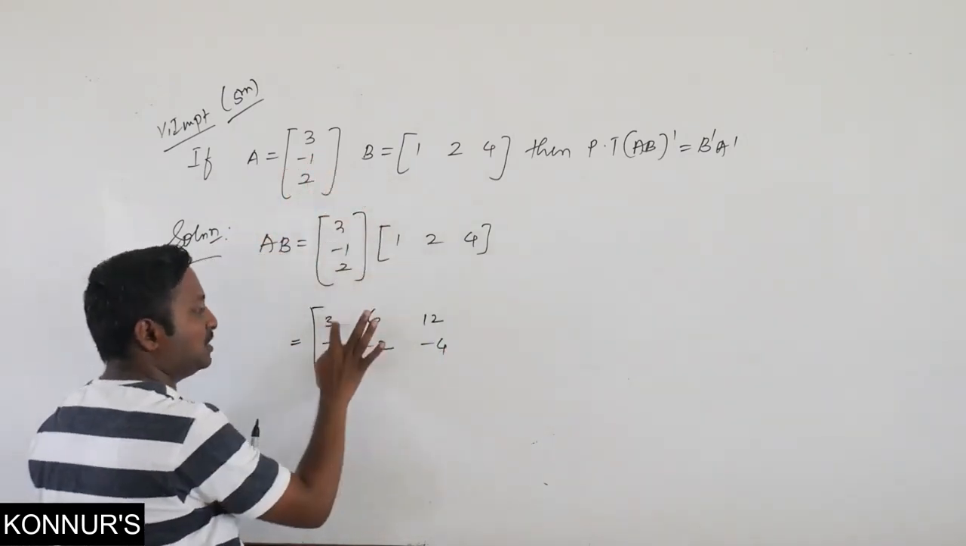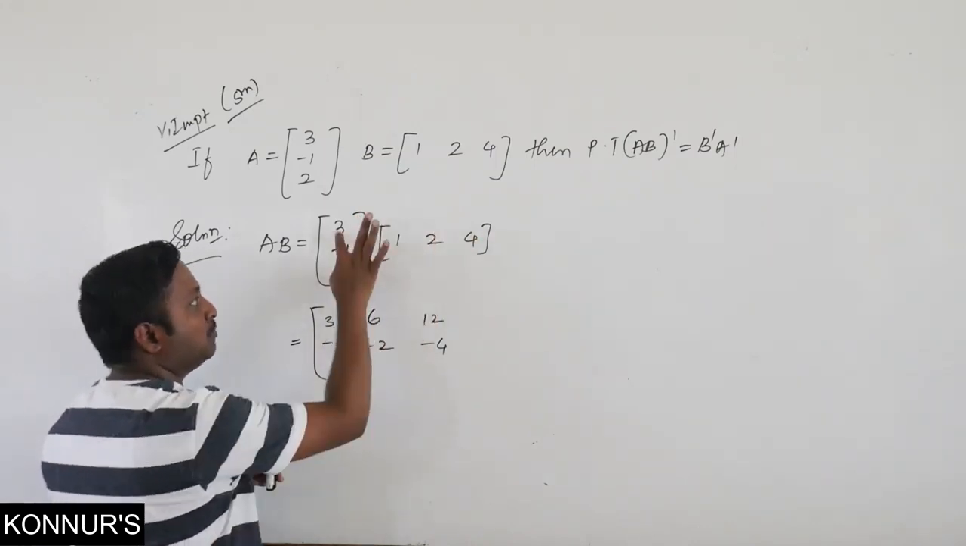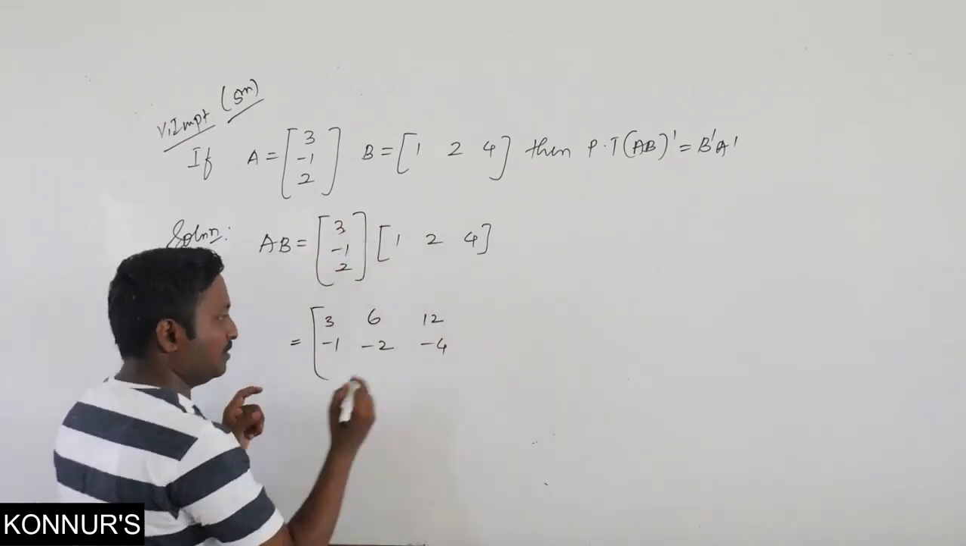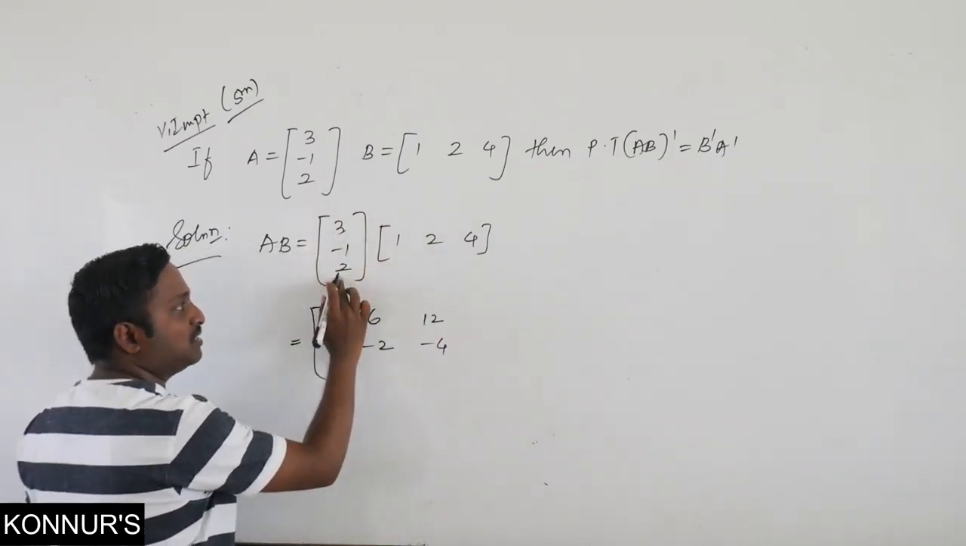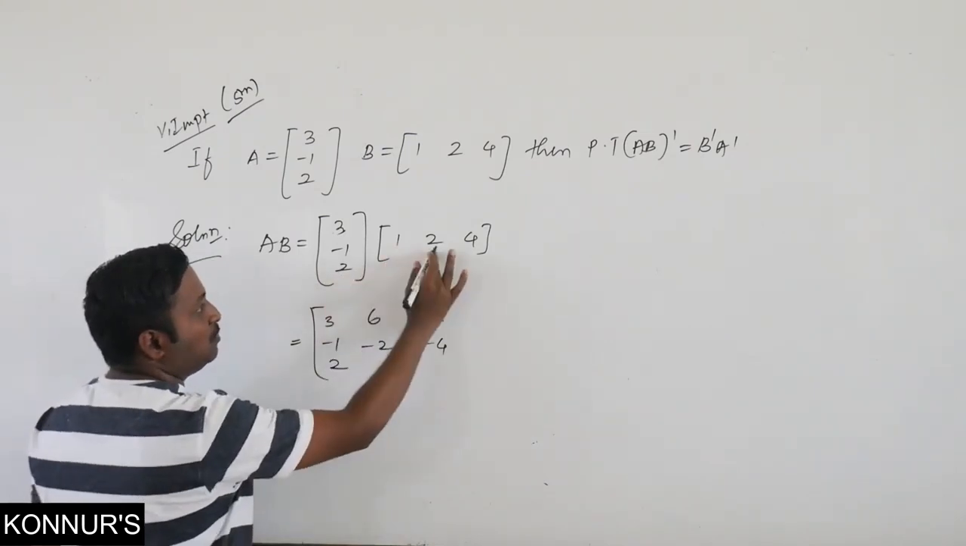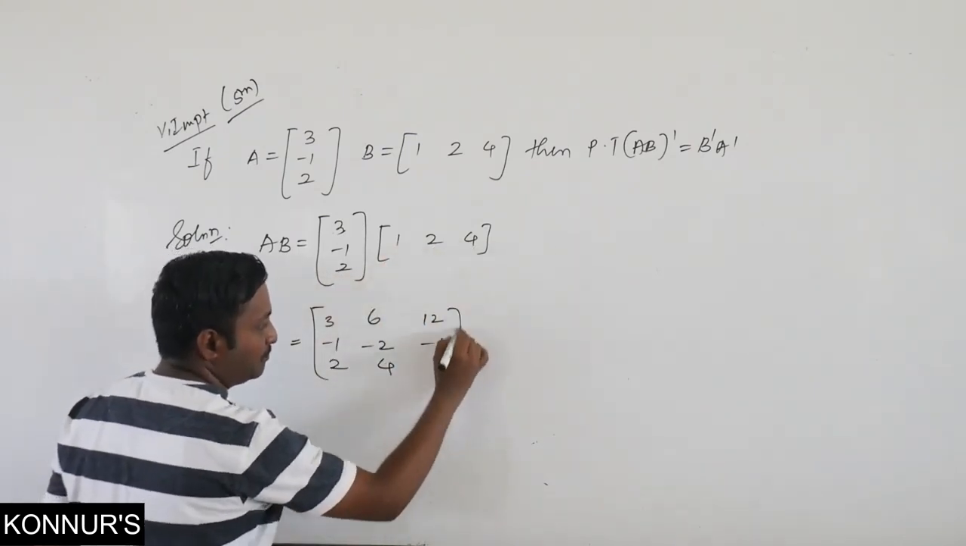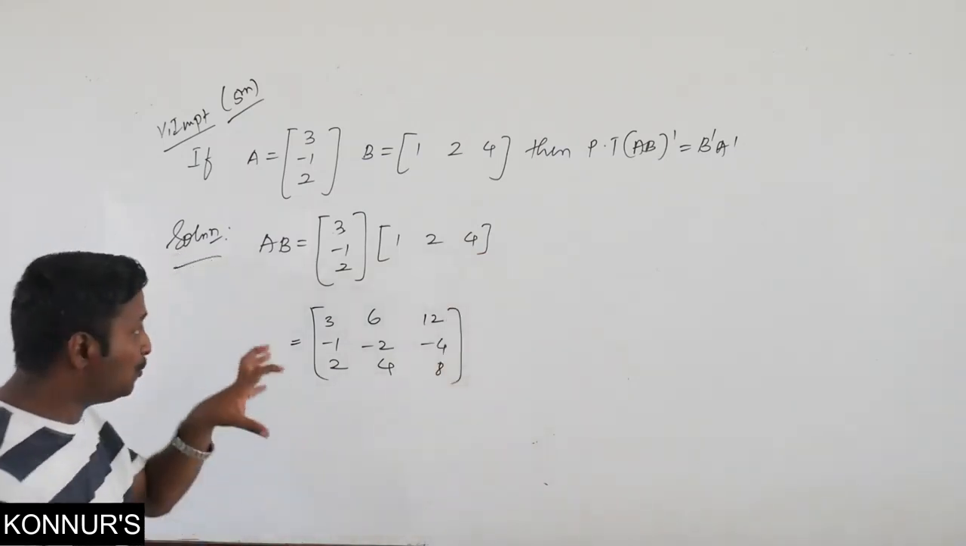First row, first column, this is it. First row, second column, this. First row, third column. Second row, first column. Okay, be careful. Third row, first column, 2. Third row, second column, 4. Third row, third column, what happened? 8. Are you getting it? I think you will get the idea.